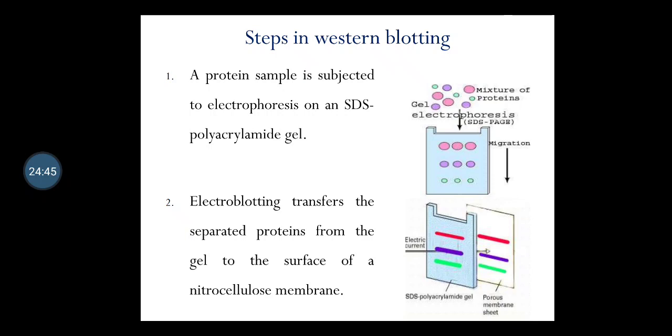So that migration takes place onto the nitrocellulose membrane, where you can see that different colored bands are obtained, that is red, purple, and green. This faint blue color is your SDS polyacrylamide gel, where we apply the electric current, and the migration takes place over the nitrocellulose membrane. And next is your porous membrane sheet.